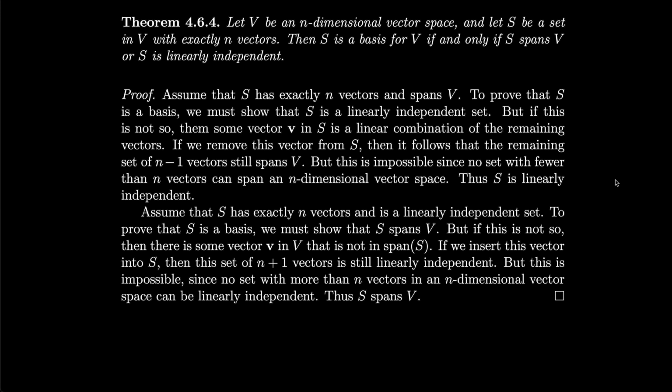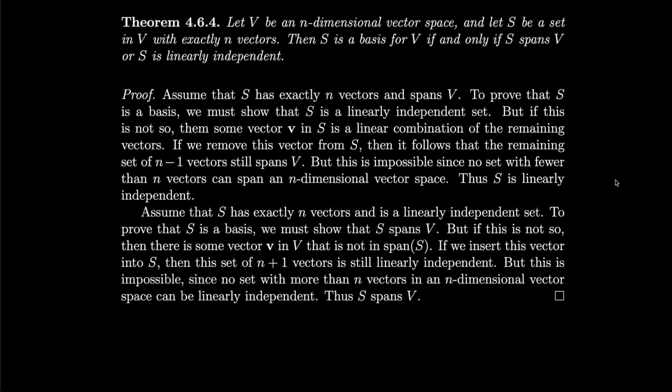Next up, let V be an n-dimensional vector space, and let S be a set in V with exactly n vectors. Then S is a basis for V if and only if S spans V, or S is linearly independent. So we have an n-dimensional vector space, and we have a set with exactly n vectors. So all we need to show that it's a basis is to show that it either spans or is linearly independent. Either one will do. So how about we prove this?